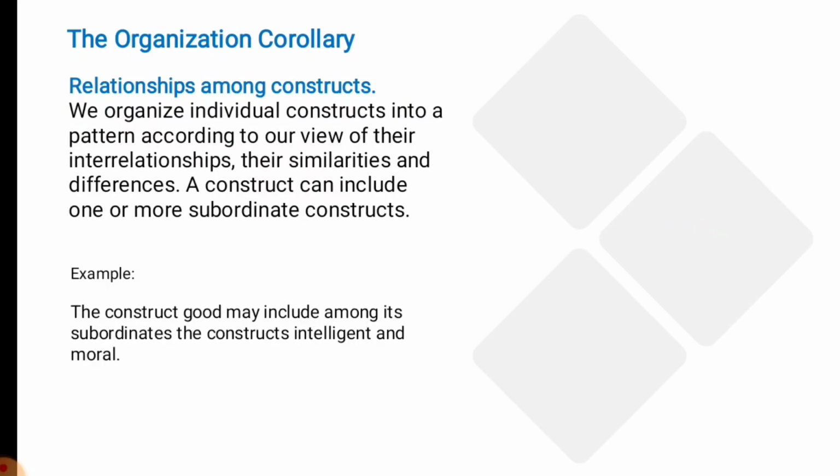Organization corollary, this focuses on the relationships among the constructs. We organize individual constructs into a pattern according to our view of their interrelationships, their similarities and differences. A construct can include one or more subordinate constructs. An example here is the construct good may include among its subordinates the constructs of intelligence and moral. So yun, a construct within a construct. So merong organization that is being formed there. Parang similarities among them in a way.